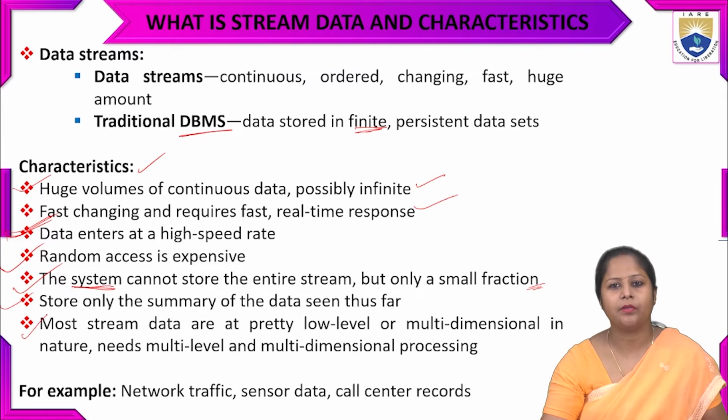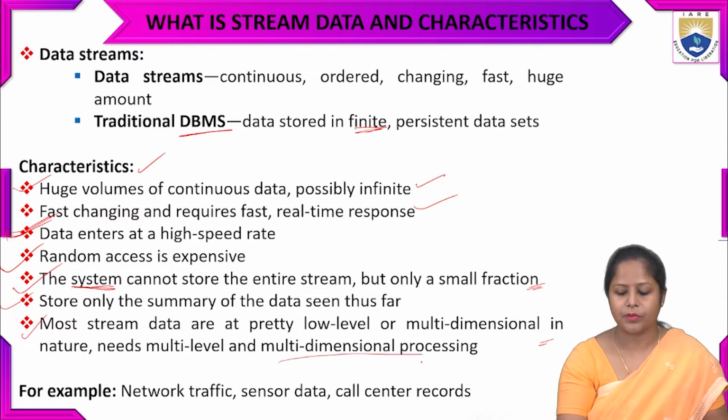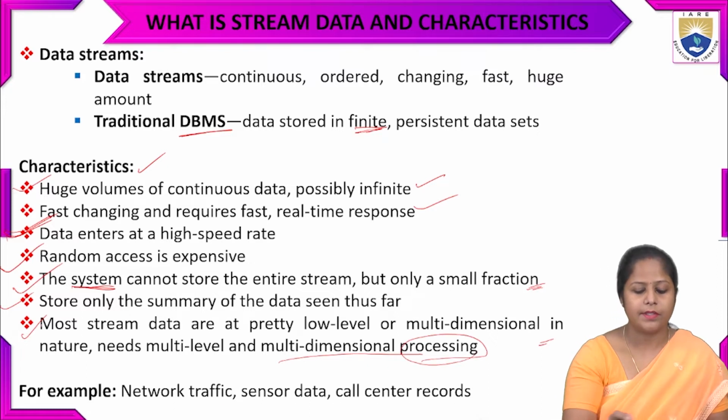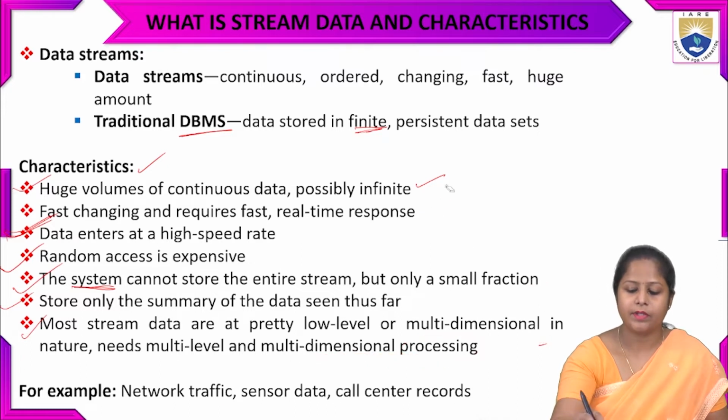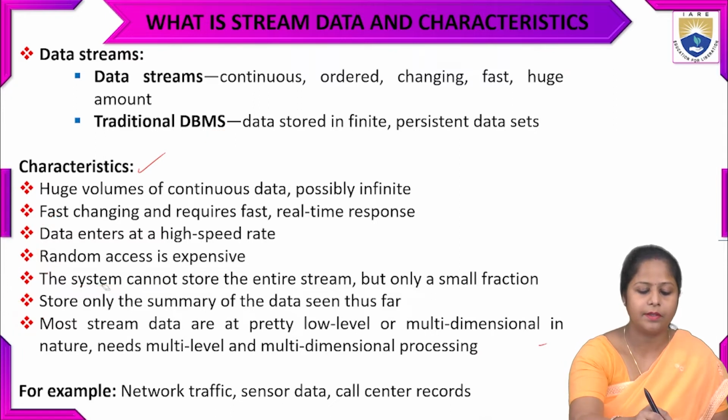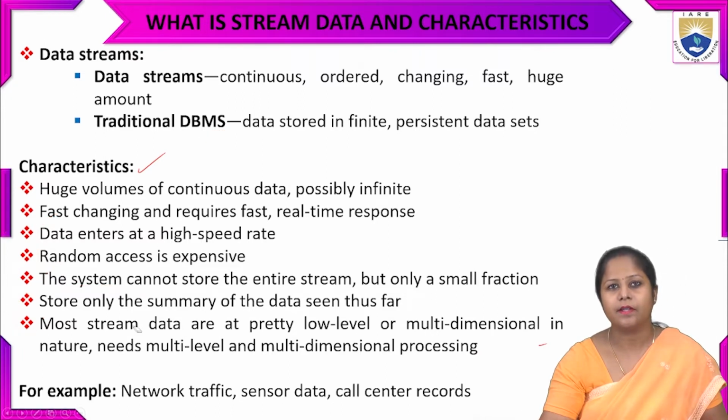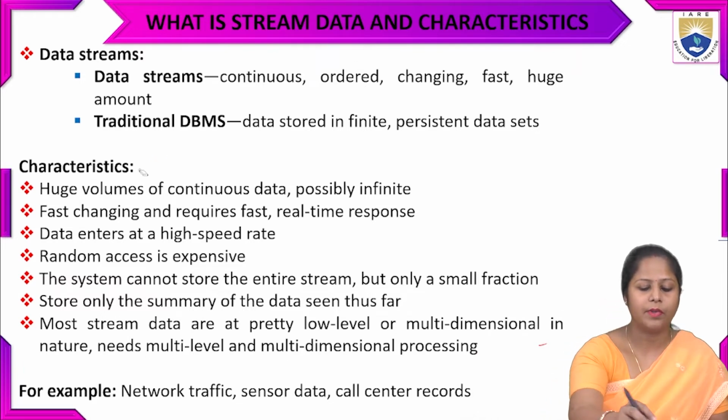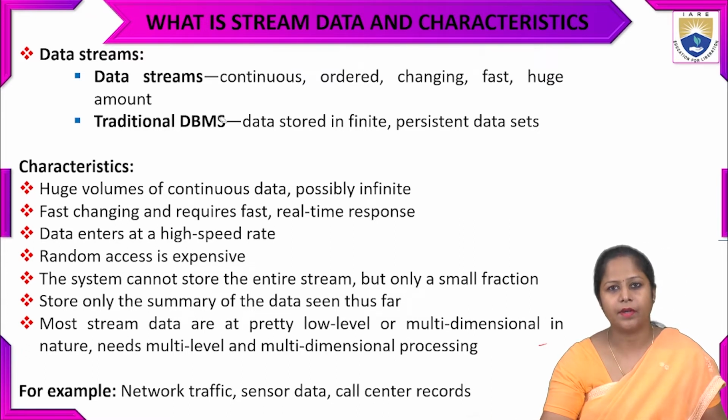Most stream data are of pretty low level or multidimensional in nature, which needs multi-level or multidimensional processing. So stream data is continuous, fast and huge in amount. Their characteristics are huge volume and continuous data, very fast, with a very high speed rate while we are going to store the data. Storing that type of data is very expensive. So these are some features of data streams.